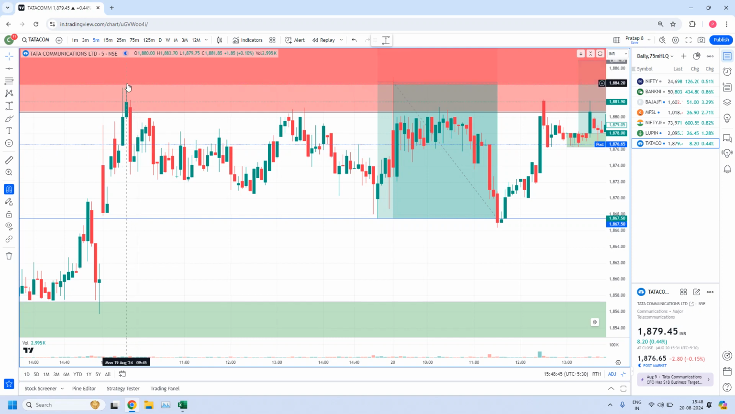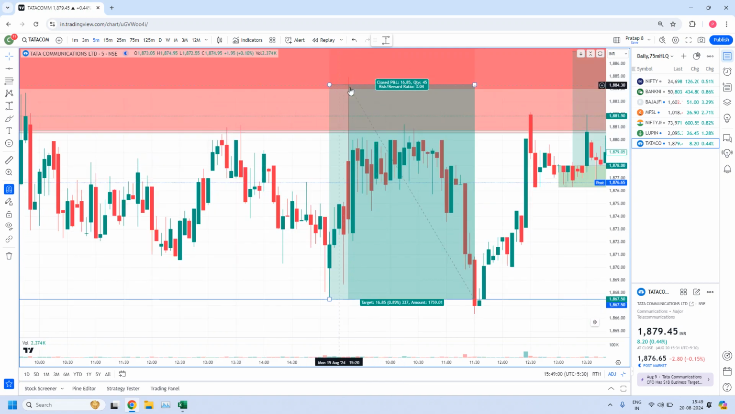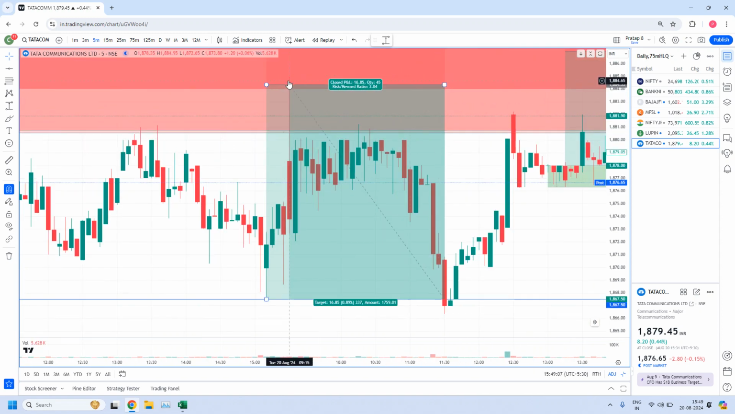So the orders are picked up near the zone and then came down. That means we can assume there is a very strong order flow. And again today, what happened? Prices reached not near, but inside the fine-tuned 5-minute zone. See, the prices went inside the fine-tuned 5-minute zone and then reached the target.